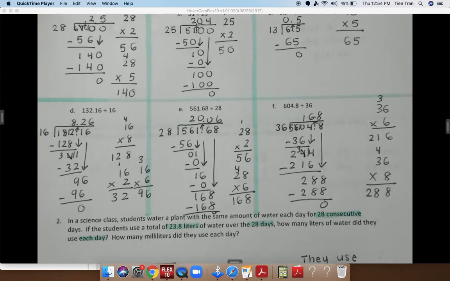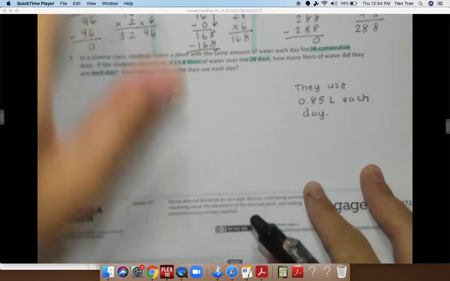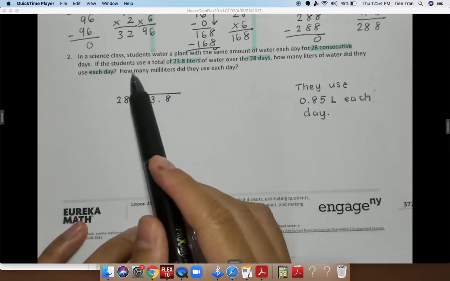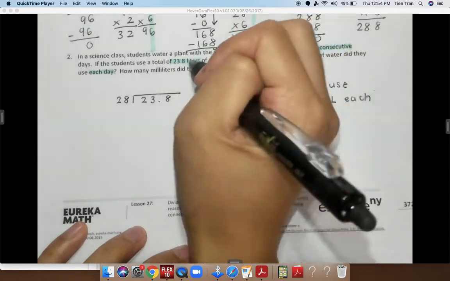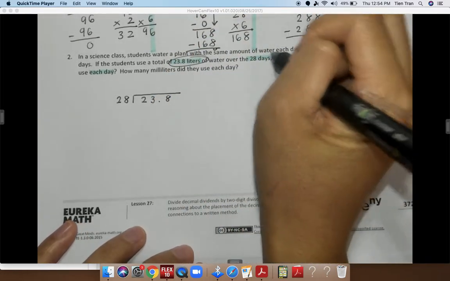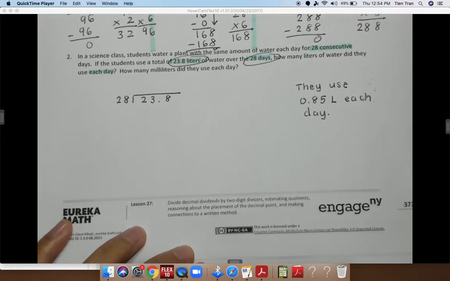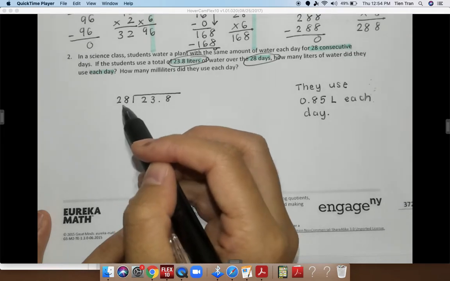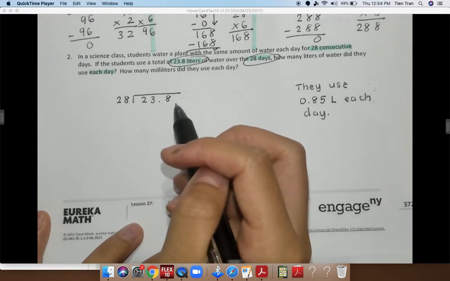Now we're going to do the problem on the bottom. In a science class, students water a plant with the same amount of water each day for 28 consecutive days. If the student uses a total of 23.8 liters of water over the 28 days, how many liters of water did they use each day? So I need to figure out how many times 28 can go into 238.